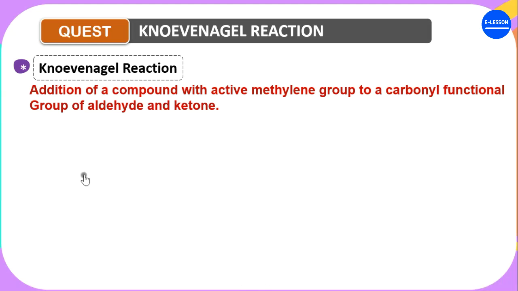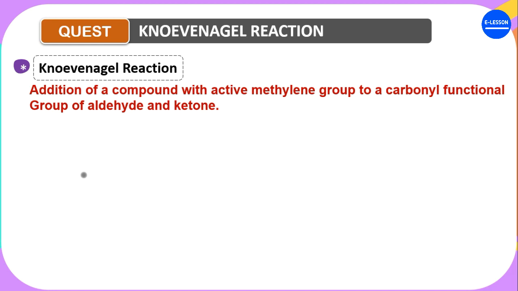In this lecture, we are going to look at the Knoevenagel reaction. The pronunciation actually sounds strange, but it's a very simple reaction. Now, the Knoevenagel reaction is addition of compounds with active methylene group to a carbonyl functional group of aldehyde or ketone. Everything still follows the same procedures that we'll be talking about on addition of a nucleophile to a carbonyl compound.